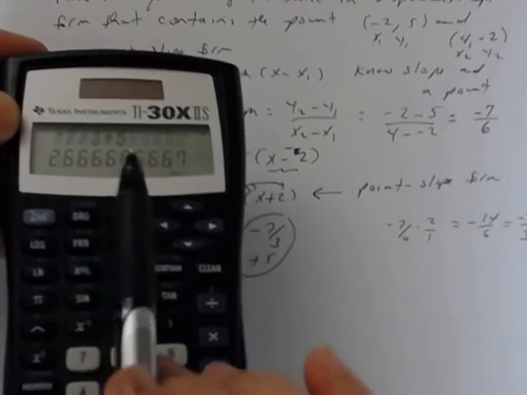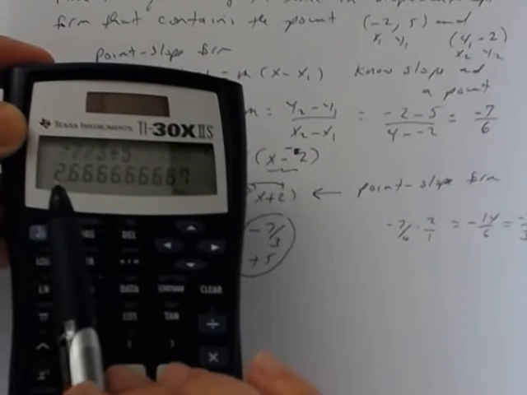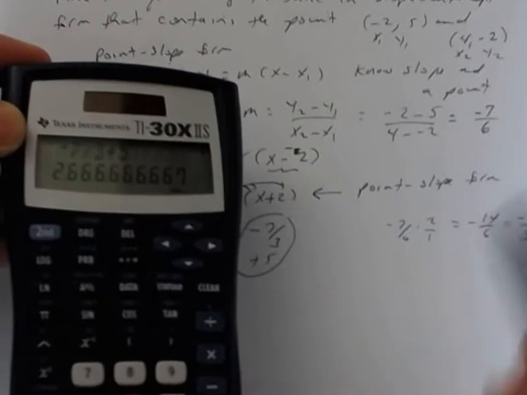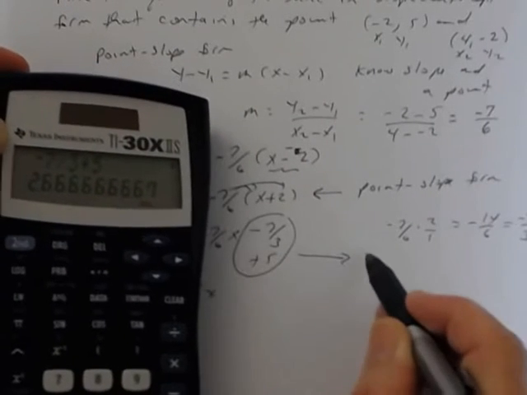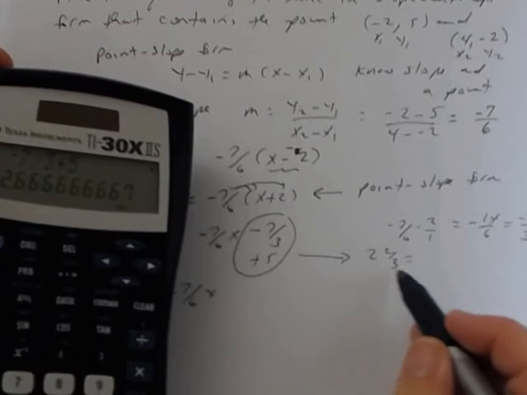Now, most of you already know that 0.666 is what fraction? 2/3. So this is 2 2/3. This right here is 2 2/3. What is that as an improper fraction?